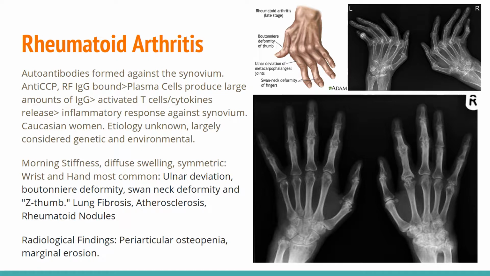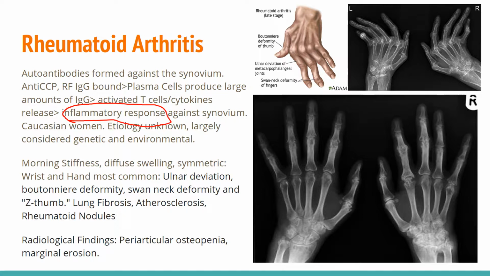Next, we're going to discuss rheumatoid arthritis. This is caused by autoantibodies formed against the synovium. You have anti-cyclic citrullinated peptide and rheumatoid factor IgG that is bound to antigens, which activates plasma cells to provide large amounts of IgG, which activates T cells and cytokines that produce the inflammatory response against the synovium.